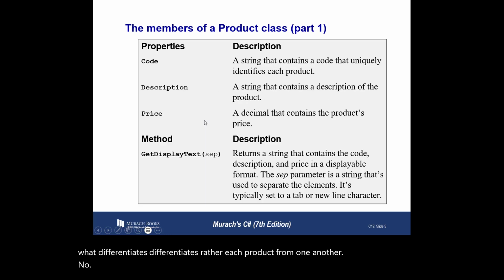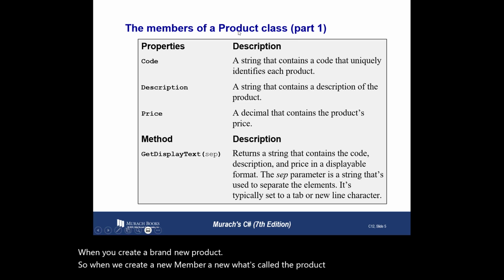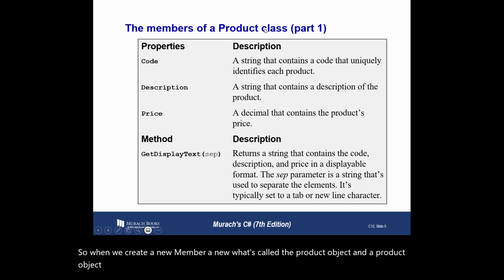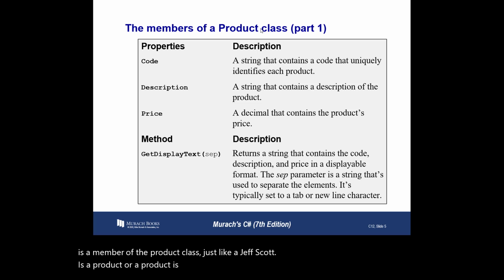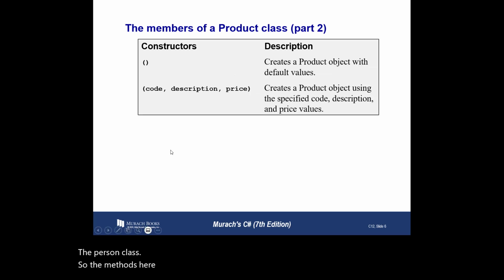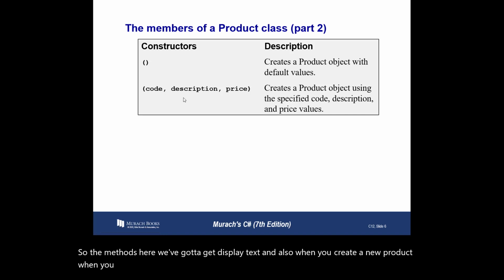Now, when you create a brand new product, so when we create a new member, what's called a product object, a product object is a member of the product class. Just like a Jeff Scott is a part or a member of the person class. All right? So the methods here, we've got to get display text, and also when you create a new product, when you create any object of any class, you do it using a constructor.